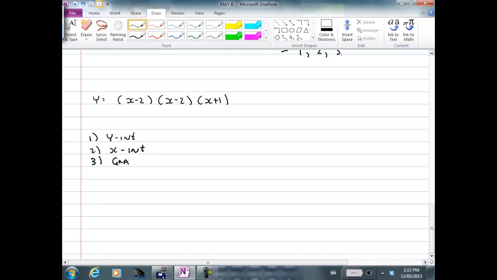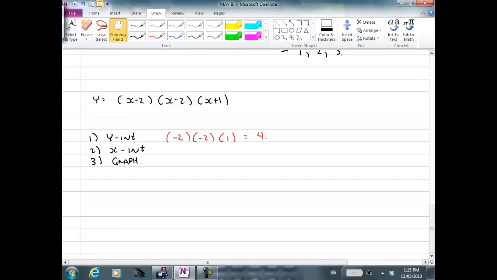Graph. Let's see if you can figure out what this is. I'm going to show you how to do this, starting with the y-intercept. If it's a y-intercept, I let x be 0. So that's -2 times -2 times 1. Okay, keep it simple. We know this is going to be 4. That's easy. I was nice to you, and I even factored this question for you.